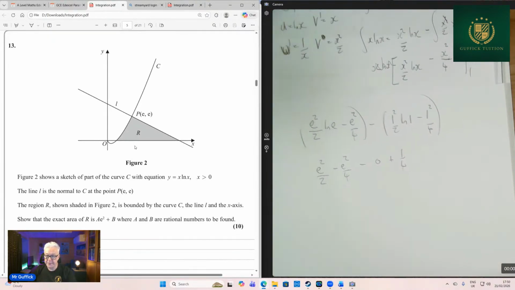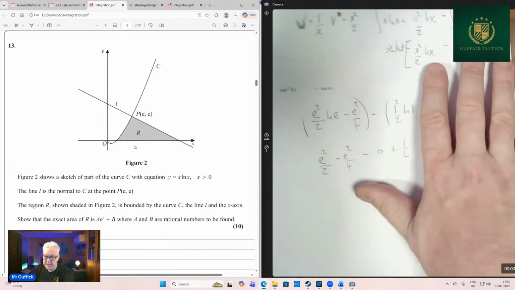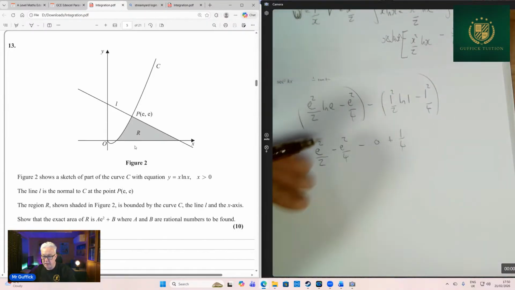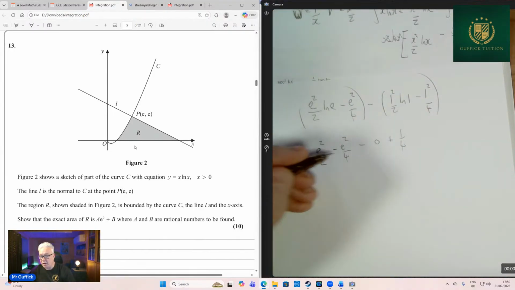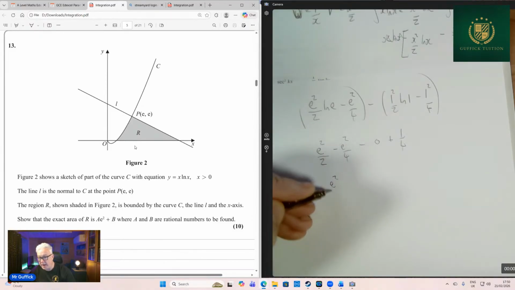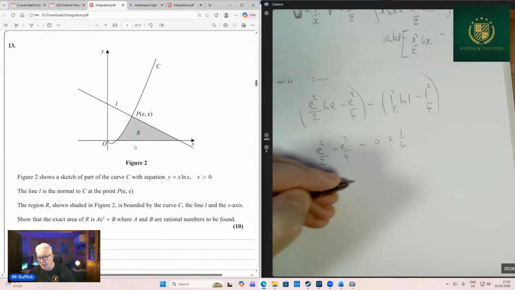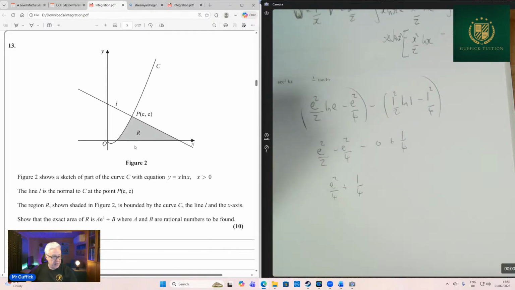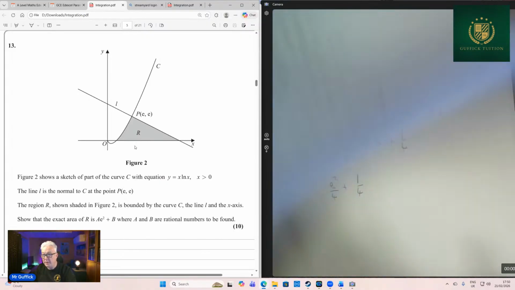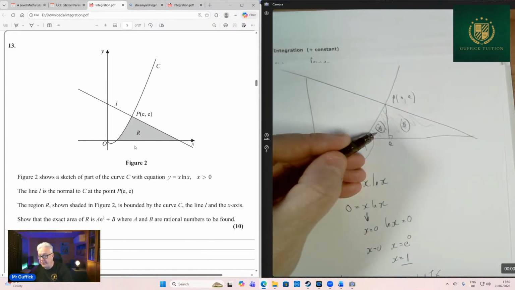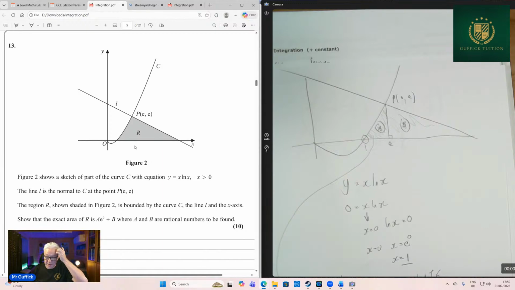So therefore we've got e squared over 2 minus e squared over 4, which is a half take away a quarter. So that is going to be e squared over 4 plus 1/4. So that's the first thing we've done there. We've got e squared over 4 plus a quarter, and that is the answer to the area for that first little bit there. Now, let's see what's next.